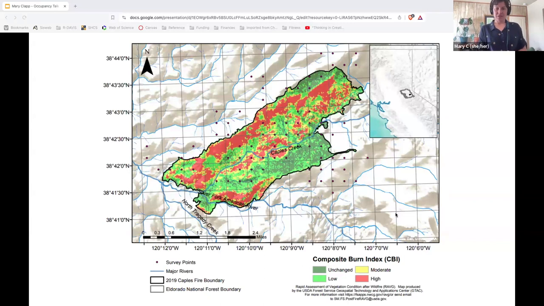Luckily, no one was injured. The firefighters did an amazing job eventually containing the fire. And from an ecologist's perspective, it burned in a really beautiful mosaic of fire severities. As you can see here, this is the Cables Creek watershed and unburned areas are the darker green, all the way up to more severely burned areas where vegetation mortality is higher, up in red. So we see this nice interspersed mosaic of burn severities throughout the watershed.